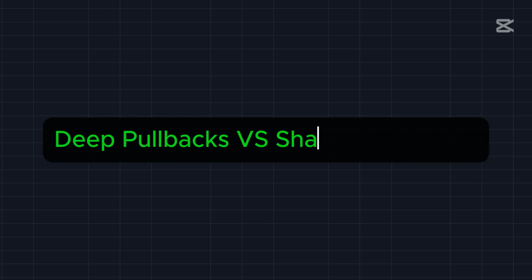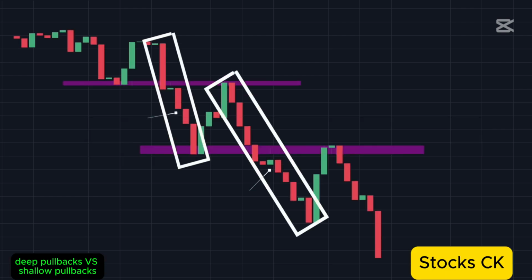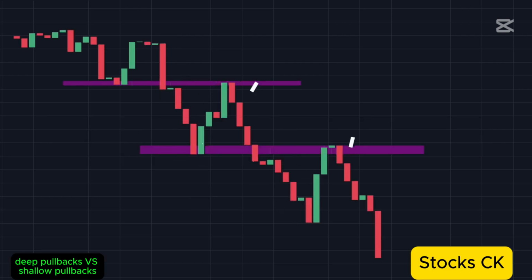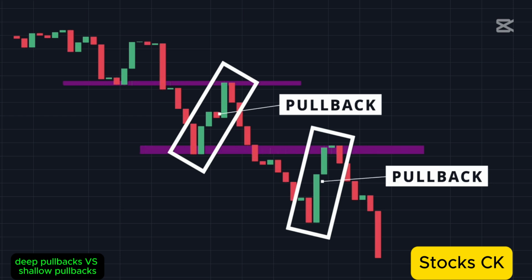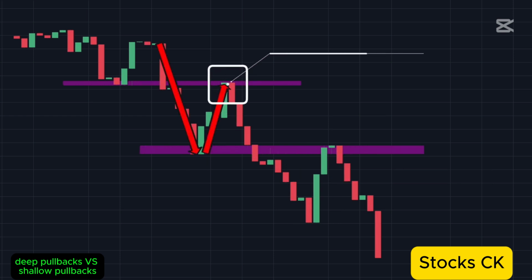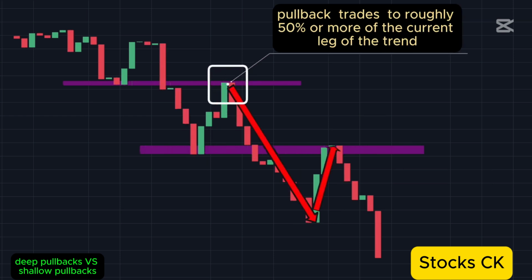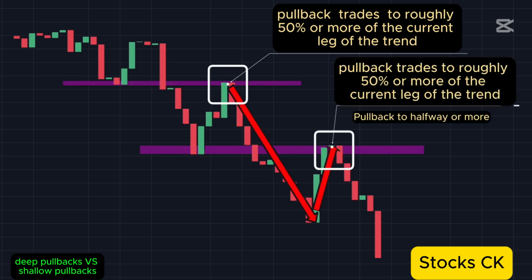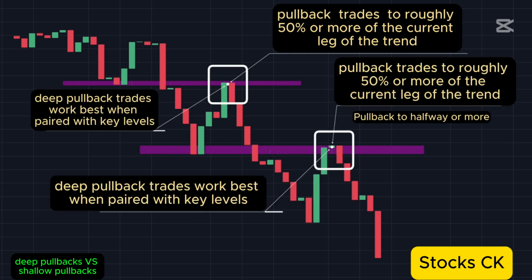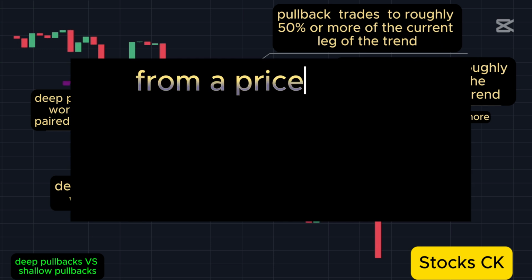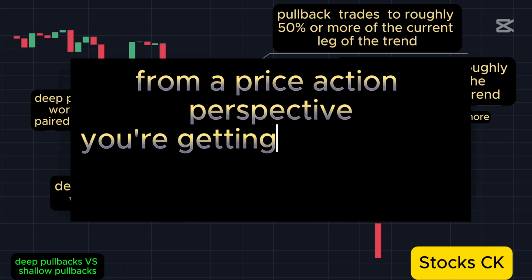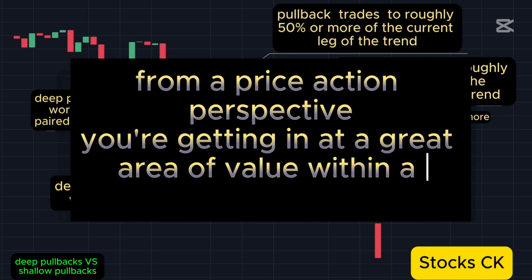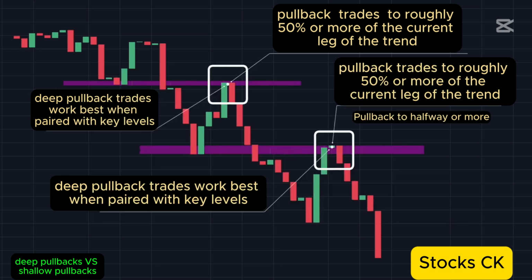Deep pullbacks versus shallow pullbacks. When trading pullbacks during a trend, the best kinds are what we call deep pullbacks, which are pullback trades to roughly 50% or more of the current leg of the trend. These work best when paired with a key level. From a price action perspective, you're getting in at a great area of value within a moving trend.